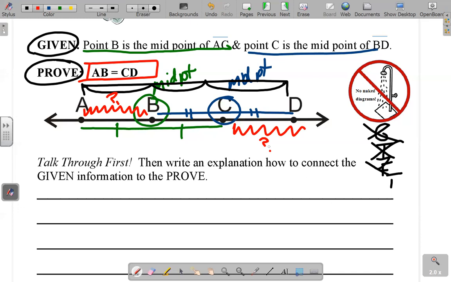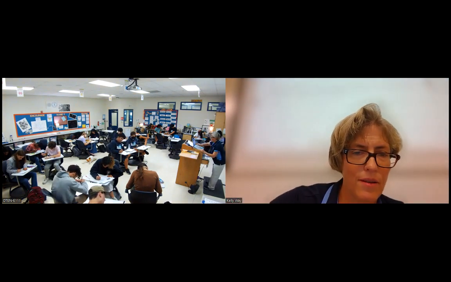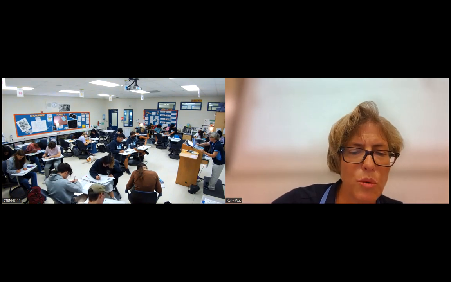Yes, you're writing in math class. No, you're not talking right now. We just say whether the given is true or not. No. I want an explanation. I want an explanation connecting the given to the proof. I'm gonna turn on the lights so you can see your paper. Lights are coming on. Complete sentences, folks. They can be short, but I do want complete sentences.